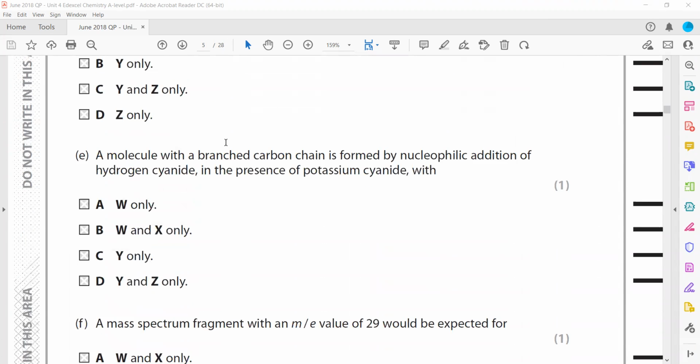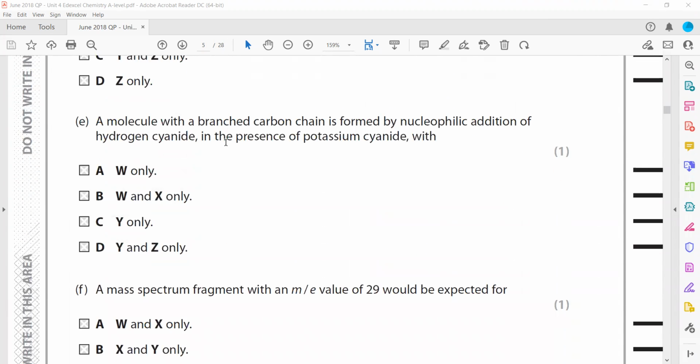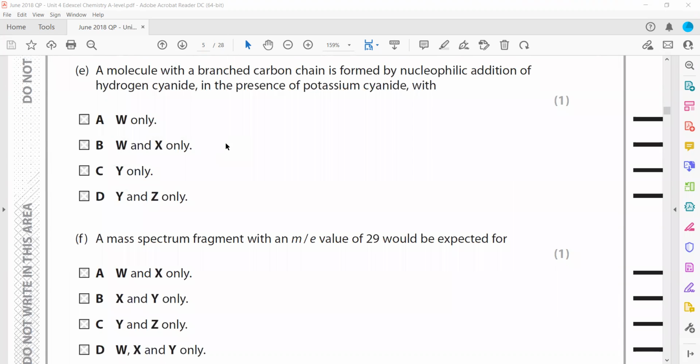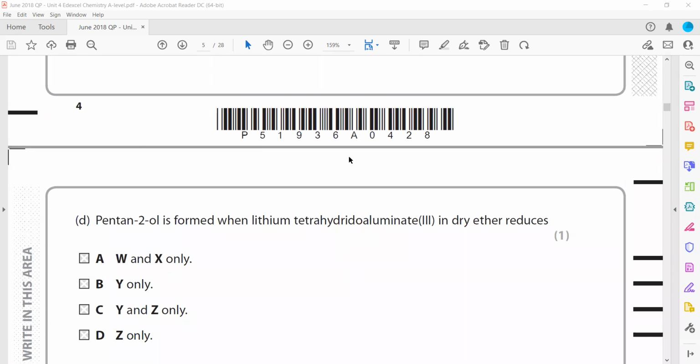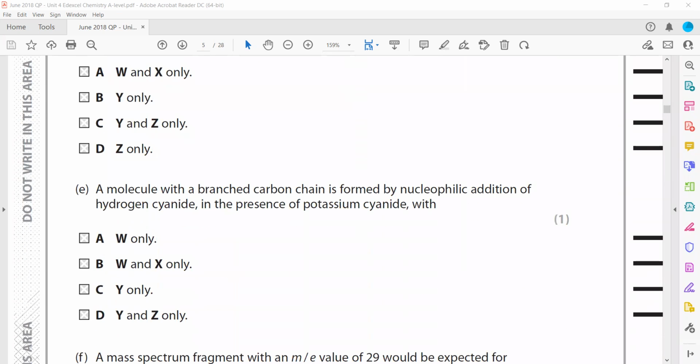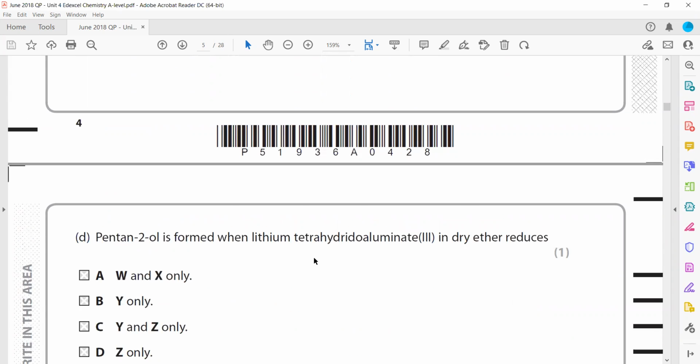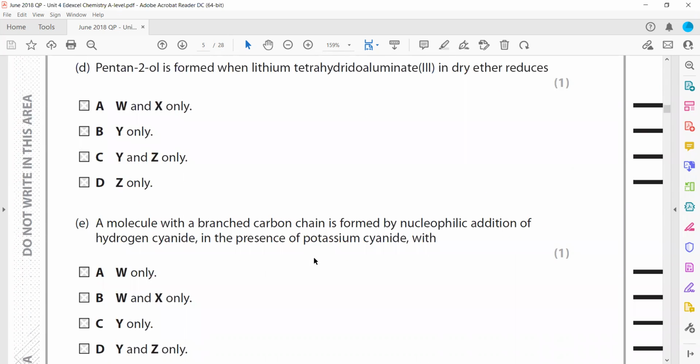Okay, the continuation is the E and F part are also there. I thought only D. A molecule with a branched carbon chain is formed with a nucleophilic addition reaction with hydrogen cyanide in the presence of potassium cyanide. So a molecule with a branched carbon chain. So if HCN is added, basically aldehyde and ketone both have the tendency to react with this HCN, but it should form a branched chain.